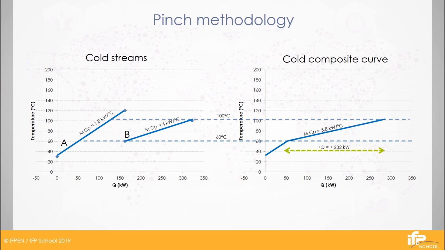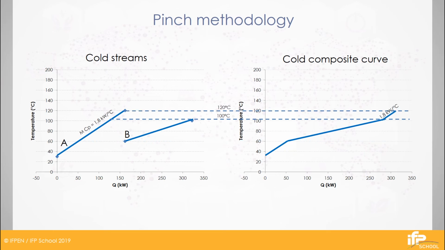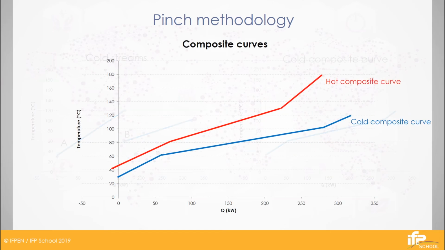Then, for the next interval, between 60 and 100, we have 2 streams, so the MCp will be the sum of the 2 streams. In this example, the second interval goes from 60 to 100 with a heat quantity of 5.8 multiplied by 40 degrees Celsius equals 232 kilowatts. And we continue like that until the end to obtain the cold composite curve. We follow the same approach for the hot composite curve.